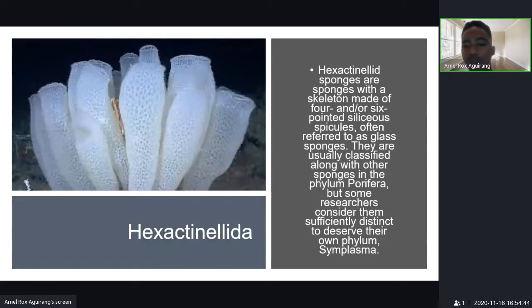So, Hexactinellida. Hexactinellid sponges are sponges with a skeleton made up of four and/or six pointed siliceous spicules, often referred to as glass sponges. As you can see, they are referred to as glass, like a form of glass. It looks like a drinking glass, but if you look deeper into those spicules, they look different. They are actually classified along with other sponges in the Phylum Porifera, but some researchers consider them sufficiently distinct to deserve their own phylum.